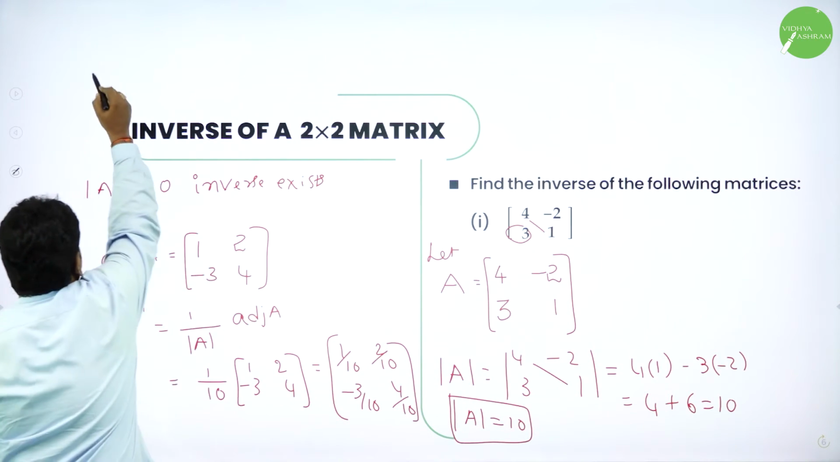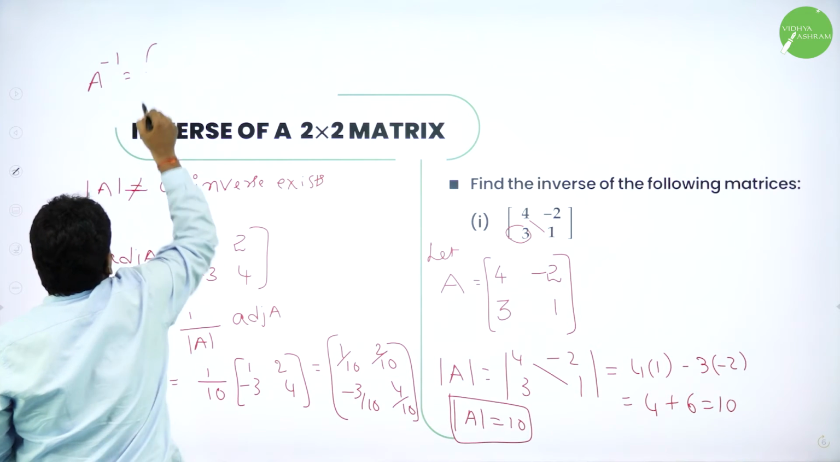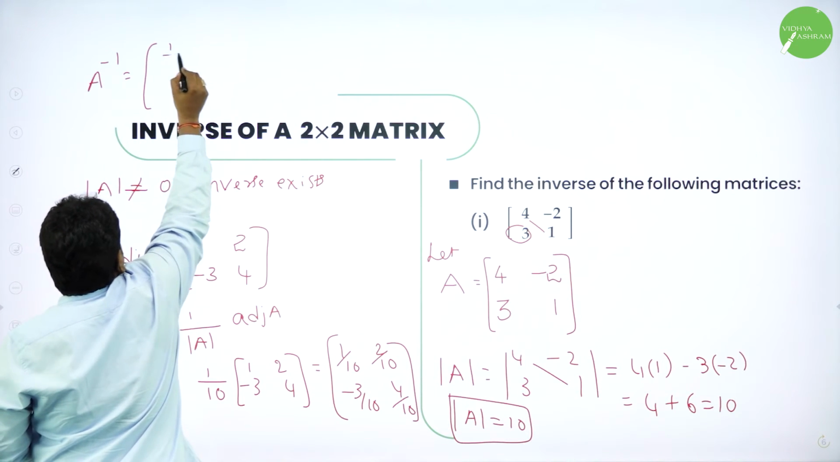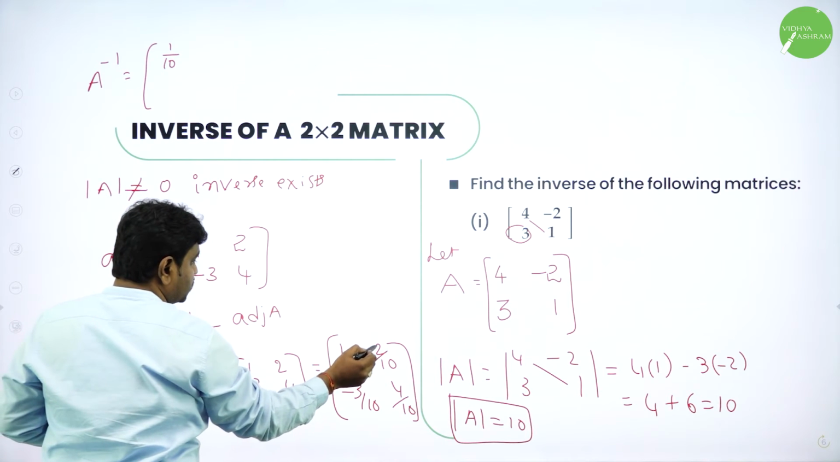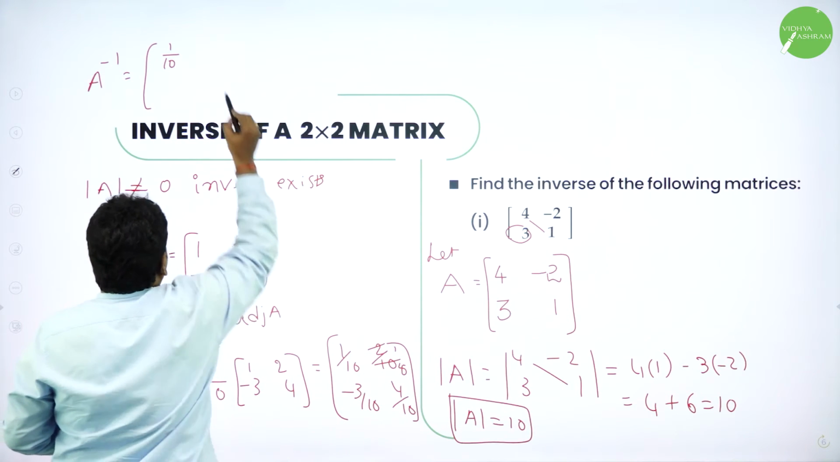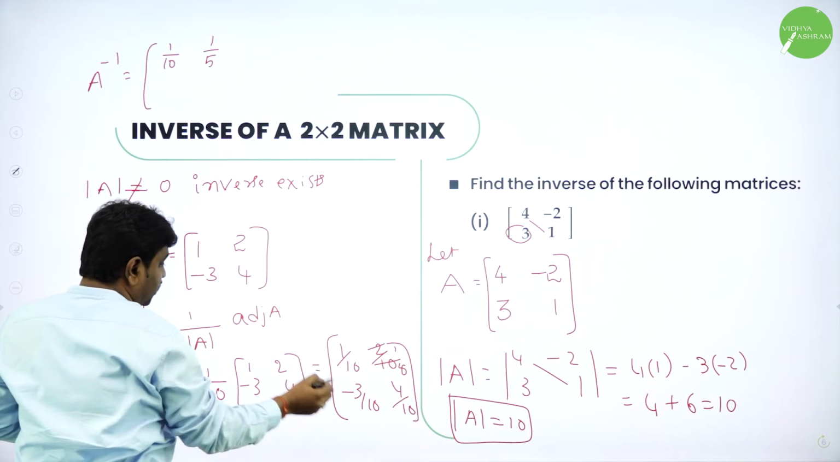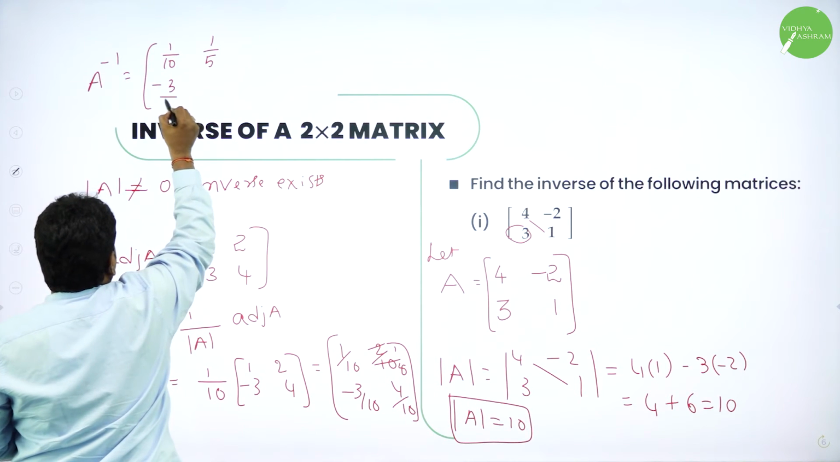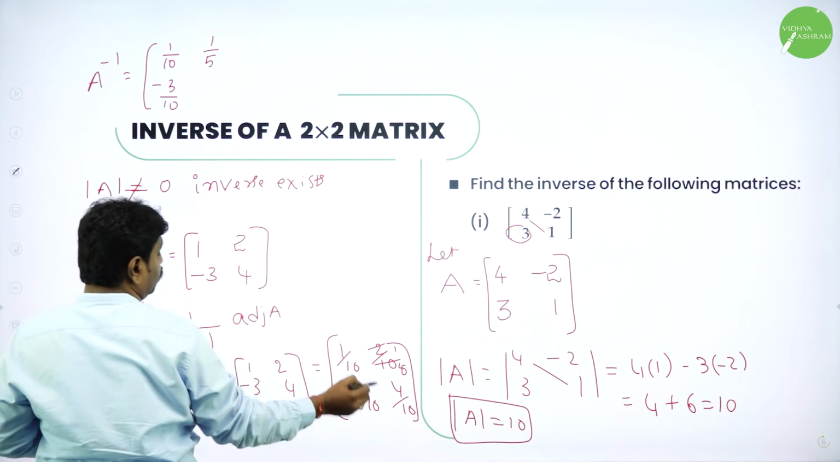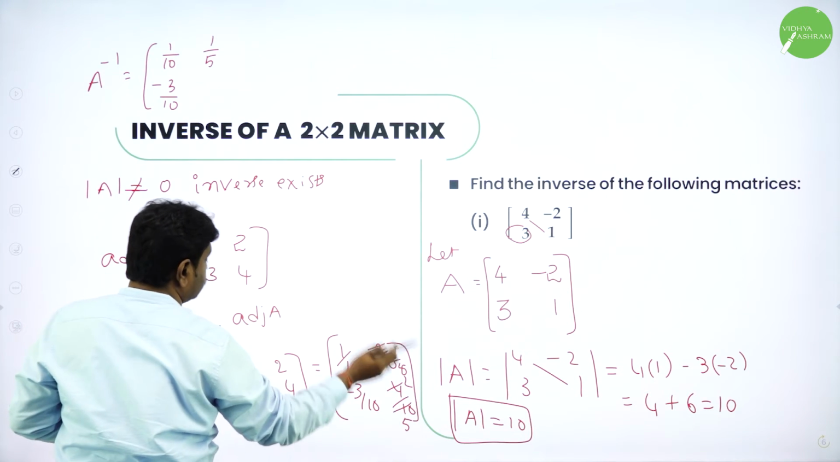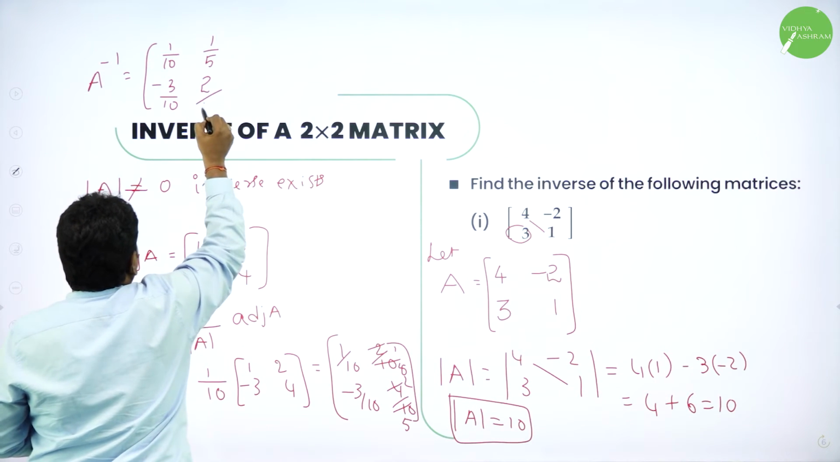Now further convert them into simple ratio. What is A inverse finally? So the first element is 1 by 10. The second element, I can divide, 2 1s are 2, 5 2s are 10, so it is 1 by 5. Third element is minus 3 by 10. It is not divisible. Leave it. And the fourth one, 2 2s are 4, 2 5s are 10, so 2 by 5. This is the A inverse.